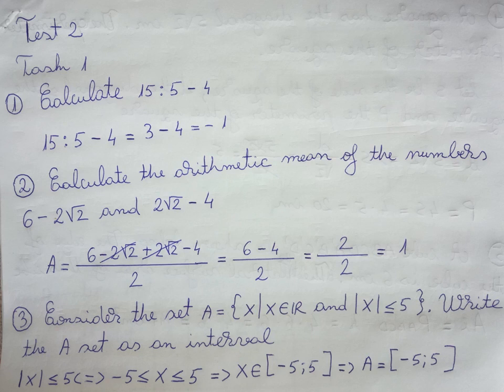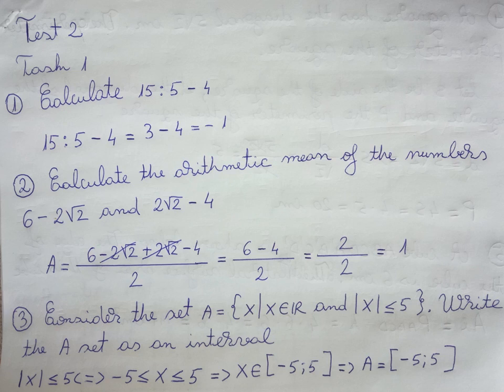Calculate the arithmetic mean of the numbers 6 minus 2 square root of 2 and 2 square root of 2 minus 4. The arithmetic mean of two numbers is the sum of the numbers divided by 2. So we add these two numbers together and we obtain 6 minus 2 square root of 2 plus 2 square root of 2 minus 4 all divided by 2, which is 6 minus 4 divided by 2, which is 2 divided by 2, which is equal to 1.